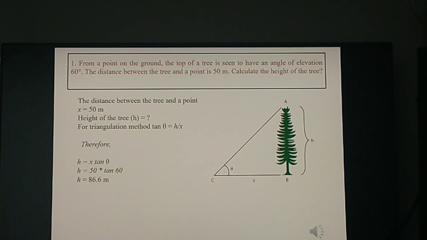So what did we do? We used the trigonometric method to find the distance between the points A and B, or in other words, we use this method to measure the height of the tree. In your exams, you might be asked to measure the height of the building, height of the man, or maybe the distance of the building and the man.